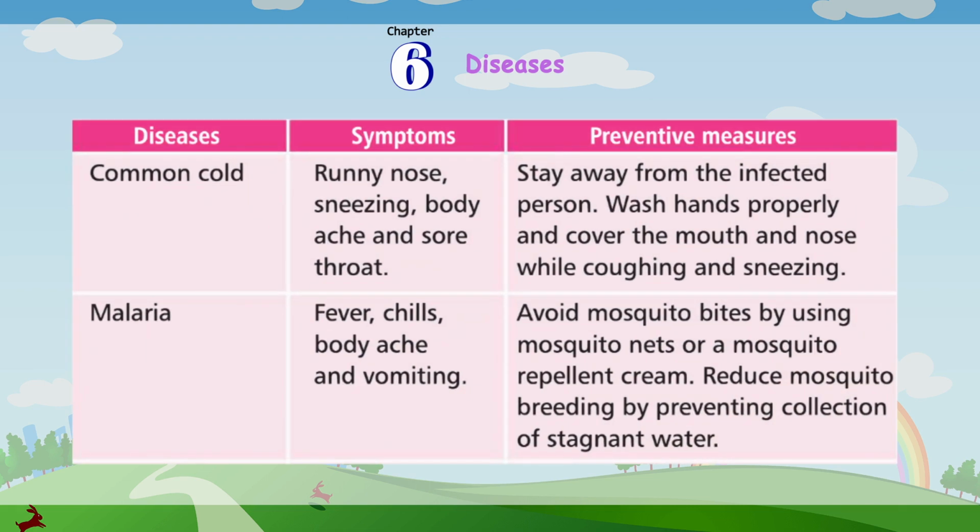Disease: common cold. Symptoms: runny nose, sneezing, body ache, and sore throat. Preventive measures: stay away from the infected person. Wash your hands properly and cover the mouth and nose while coughing and sneezing. Malaria. Symptoms: fever, chills, body ache, and vomiting. Preventive measures: avoid mosquito bites by using mosquito nets or a mosquito repellent cream. Reduce mosquito breeding by preventing collection of stagnant water.